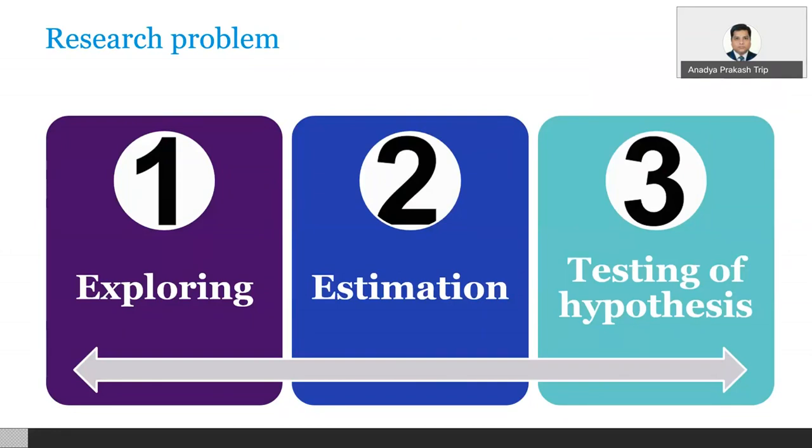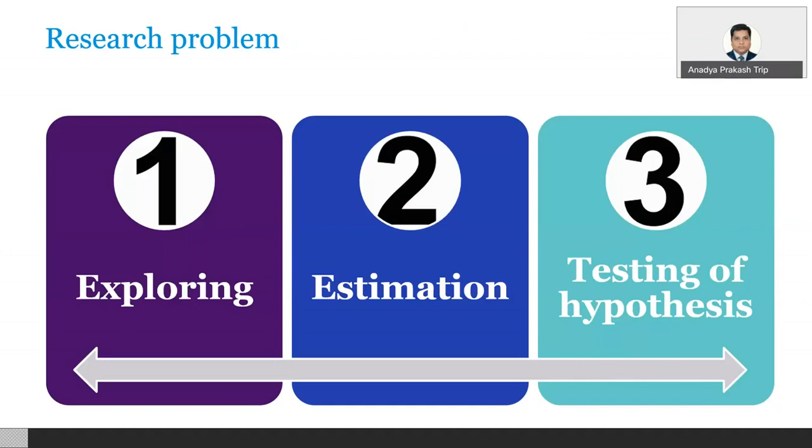The second, and a bulk amount of the task in research, is to estimate the magnitude, the amount. So you may find out what is the average number, what is the prevalence, what is the percentage. All those are estimation problems. We want to estimate the magnitude.